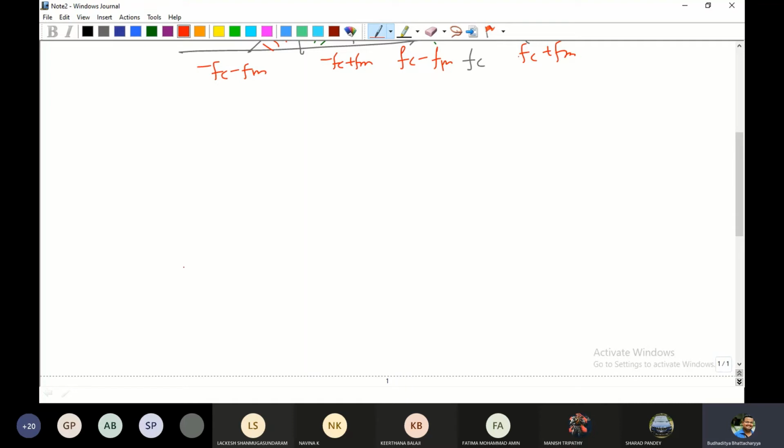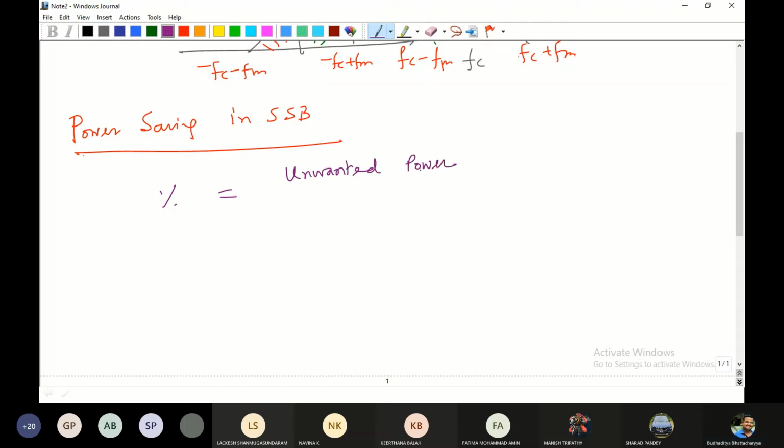All right, so let us move ahead with the power part. Power saving, because that's an important aspect of it. So power saving in SSB, how are we calculating it? Very simple. We will take the ratio of the unwanted part to that of the total power. So that is the efficiency. So the efficiency is simply unwanted power divided by total power. Simply that. So what are the unwanted powers?